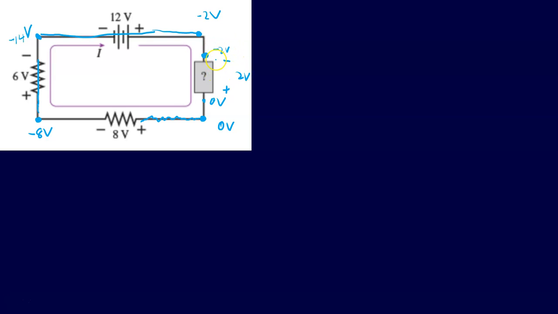As I go through, it's going to increase me from negative 2 up here to the 0. So this end will be higher, that end will be lower, and it'll come out being the 2 volts, like that there.